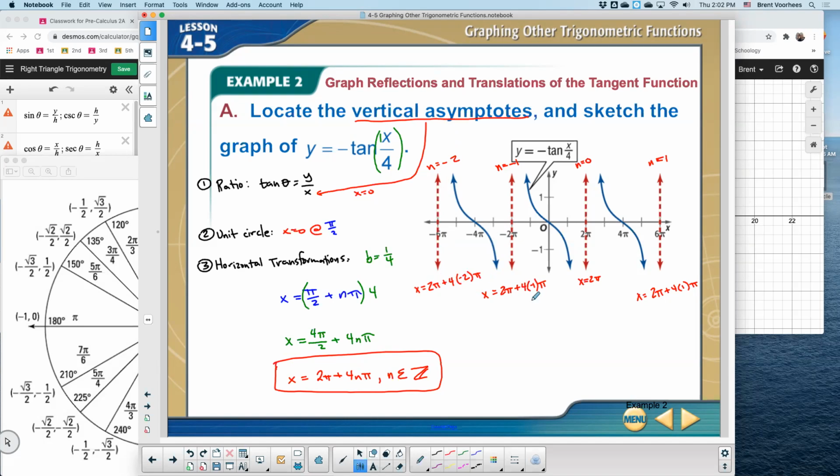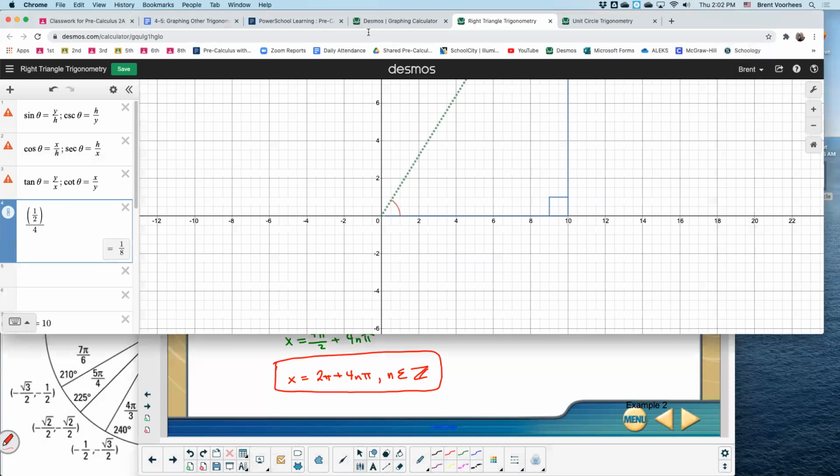So why am I showing you all this? Just to explain, what does that n even mean there? It just means count by integers left and right if you want to find your asymptotes. That's all it's saying. And I could graphically show you that we did do this correct.